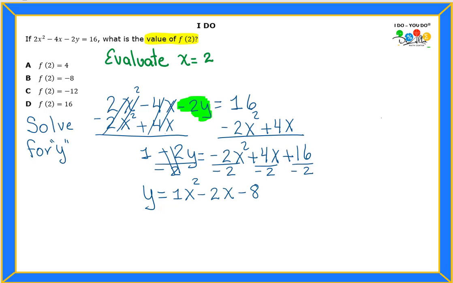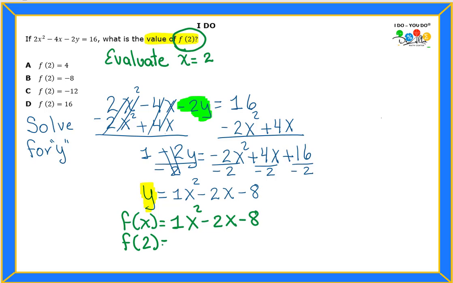Okay, so now that my y is by itself, I can write it in function notation. Function notation means that I am going to replace the y with f of x. Okay, so this is going to be f of x equals, and then we write down the rest of my equation. I just change the y to f of x. Why? Because I need to evaluate f of 2, which means that I am going to replace the x with a 2.